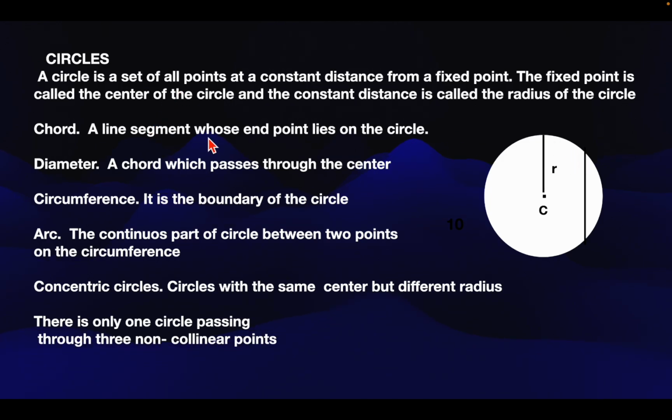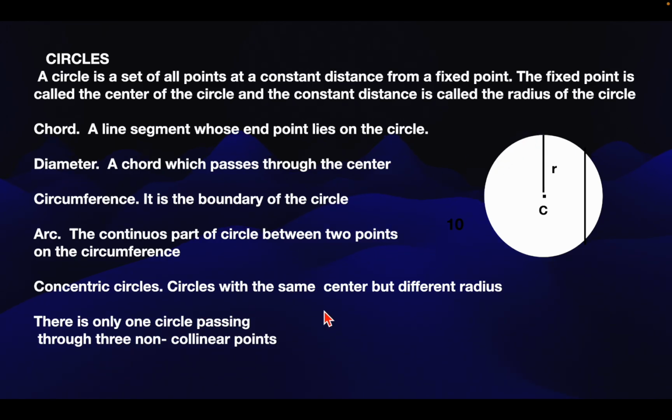Chord is a line segment whose endpoints lie on the circle. So this is an example of a chord. Diameter is a chord which passes through the center. So this chord, if it passes through the center like this, it becomes the diameter. Circumference is the boundary of the circle. Arc is the continuous part of the circle between 2 points on the circumference. So supposing you take 2 points like this, then this is called the arc of the circle.